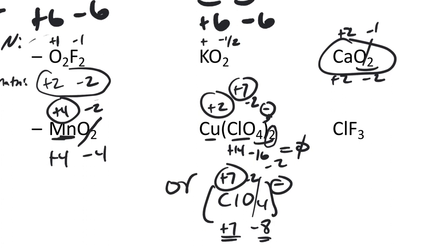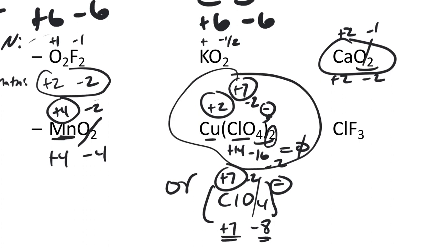So we can do it 2 ways. We can look at the entire formula, or we can break ClO4 minus into its own ion and just work out the charges accordingly. And again, we already did this one, but -1 for the Fs is where we start, -3, and so that's how we deduce +3 for chlorine in something like ClF3.